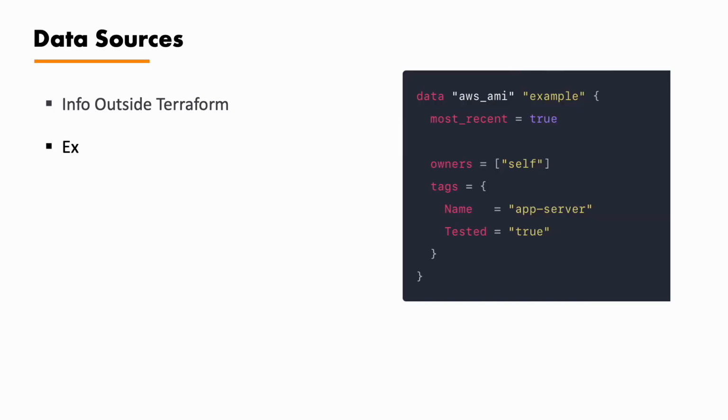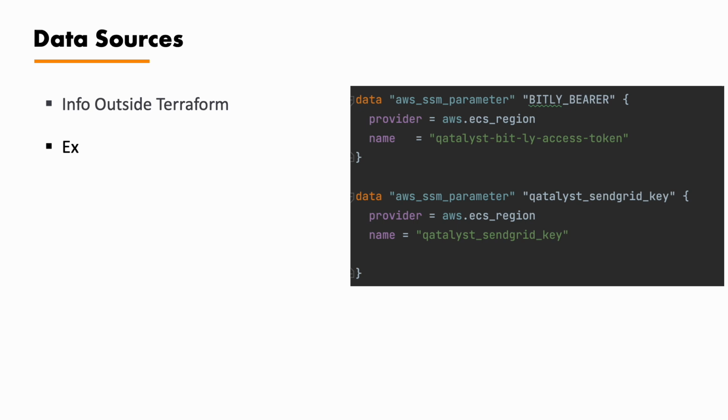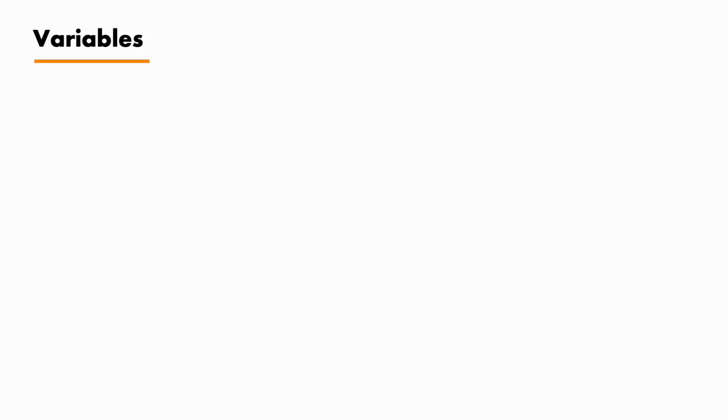Example. So here you can see we want to have a reference for the existing AMI. So we simply create a data block, and then we reference them. This is another example, again with the data keyword. We are referencing an AWS SSM parameter so that you can use that in the remaining code.